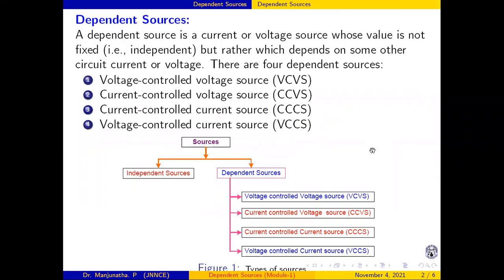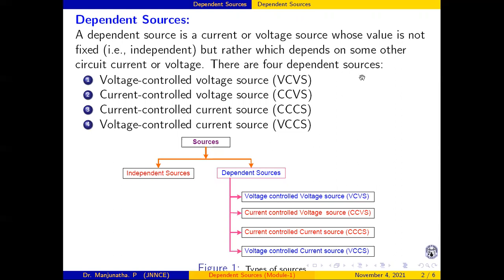So what is a dependent source? A dependent source is a current or voltage source whose value is not fixed, but rather depends on some other circuit current or voltage.